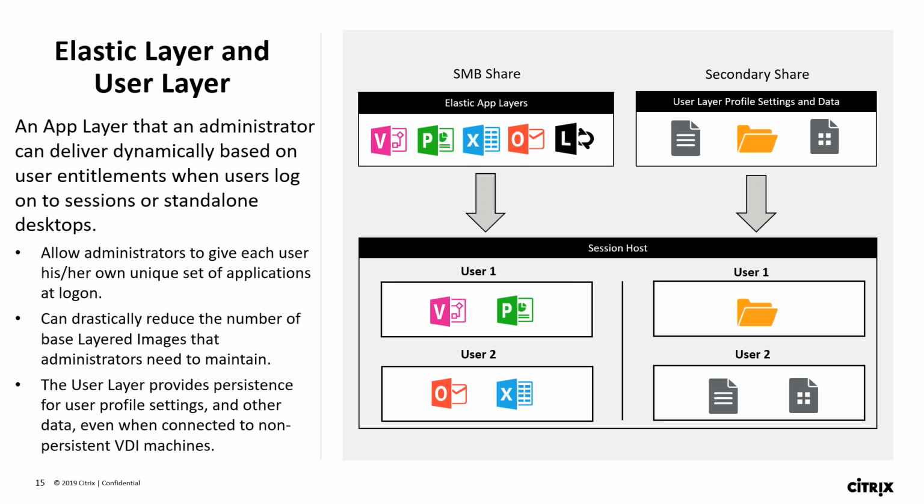The user layer is a virtual disk managed and delivered like elastic layers, but again, we don't limit it to just application delivery or adding or removing applications. The user layer provides persistence for profile settings and other data, even when connected to non-persistent virtual machines, VDI machines. And again, you have three different types of user layers. You've got the full user layer, which captures all the user's data, settings, and locally installed apps. And then you've got Office 365 for desktop and then Office 365 for session hosts.